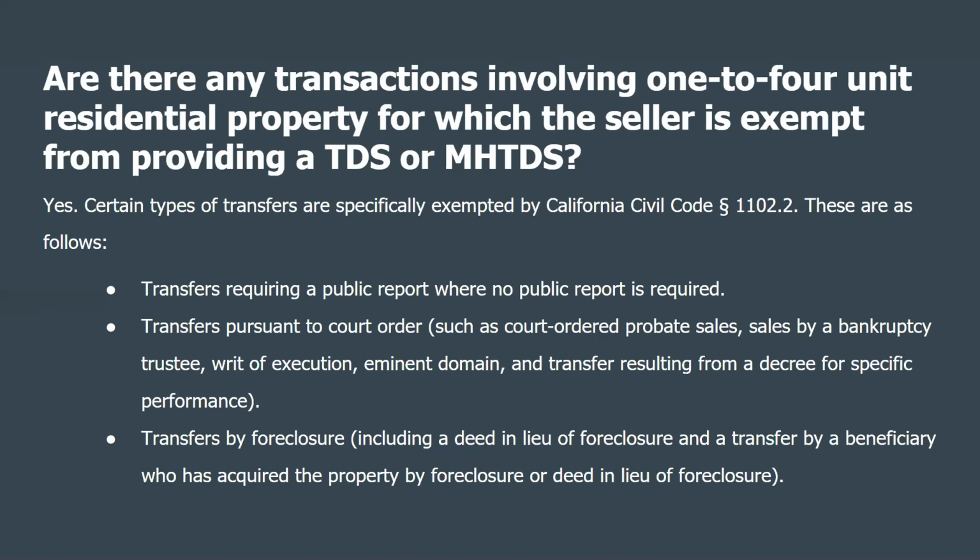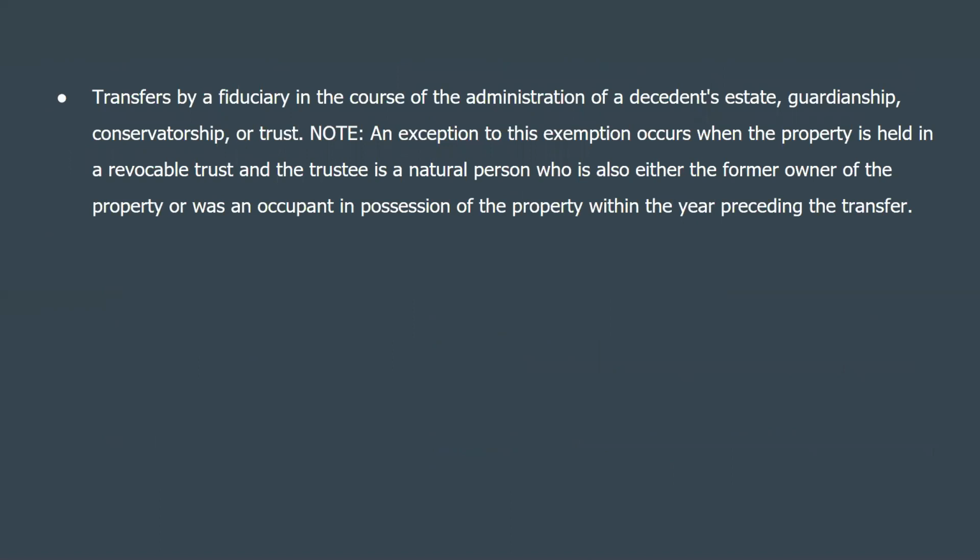Transfers by foreclosure, including a deed in lieu of foreclosure and a transfer by a beneficiary who has acquired the property by foreclosure or deed in lieu of foreclosure. Continuing on, transfers by a fiduciary in the course of the administration of the decedent's estate, guardianship, conservatorship, or trust. Note an exception to this exemption occurs when the property is held in a revocable trust, and the trustee is a natural person who is also either the former owner of the property or was an occupant in possession of the property within the year preceding the transfer.